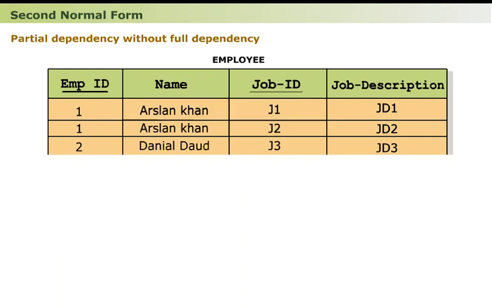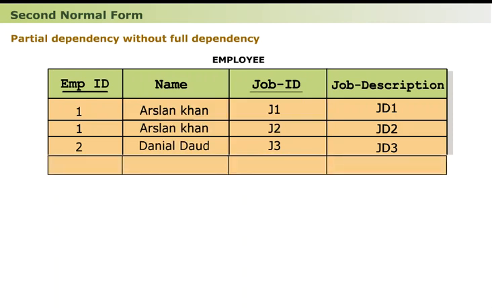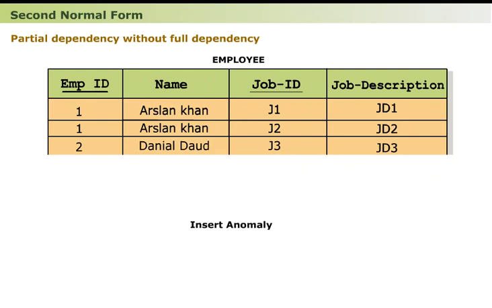Here is the analysis. New job cannot be defined until assigned to an employee. Similarly, new employee cannot be defined until a job is assigned to that employee. Thus, we are forced to stop adding rows. Thus, the table has insert anomaly.